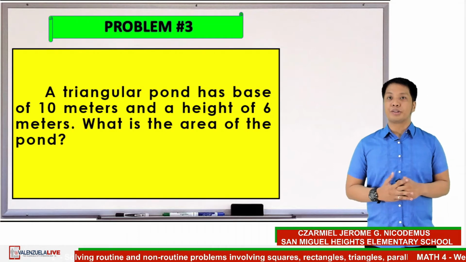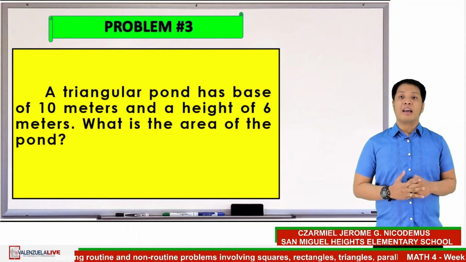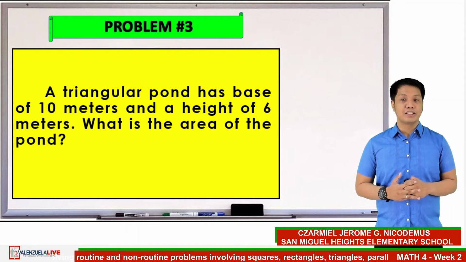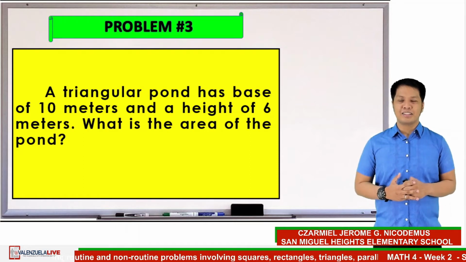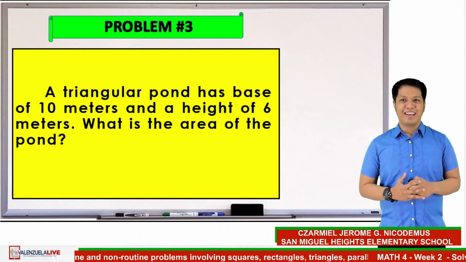So let's have our third problem. A triangular pond has a base of 10 meters and height of 6 meters. What is the area of the pond?